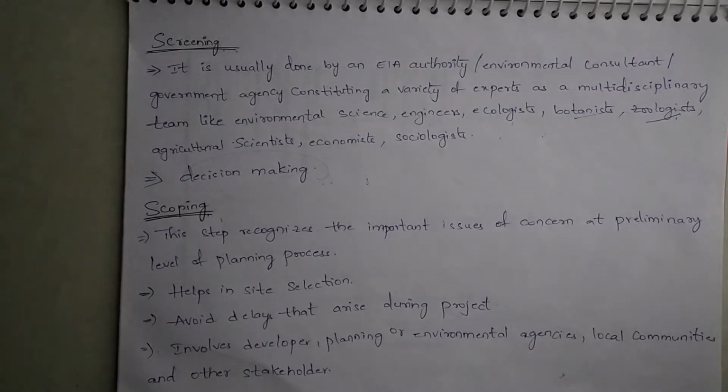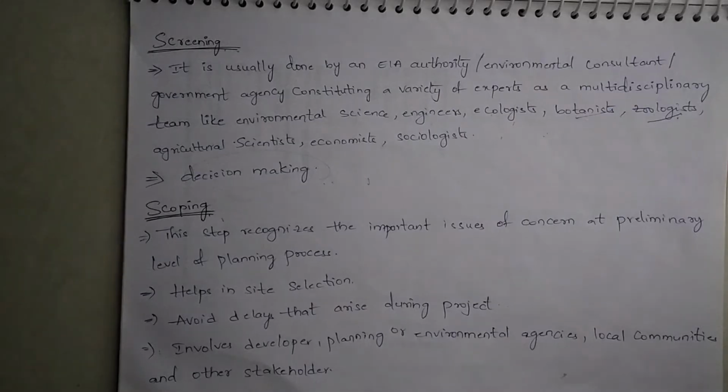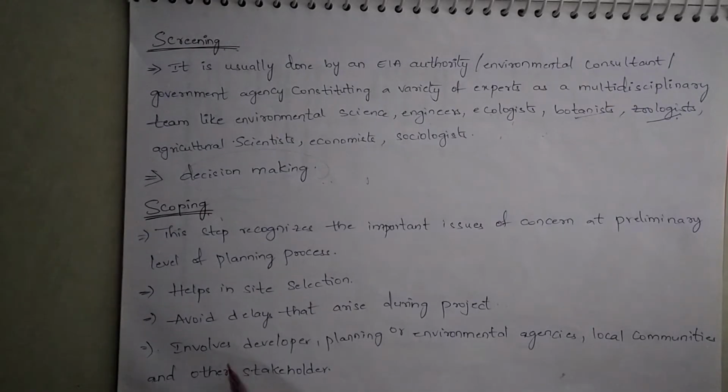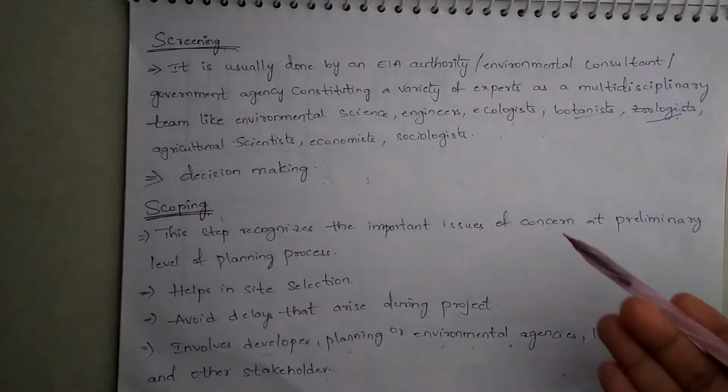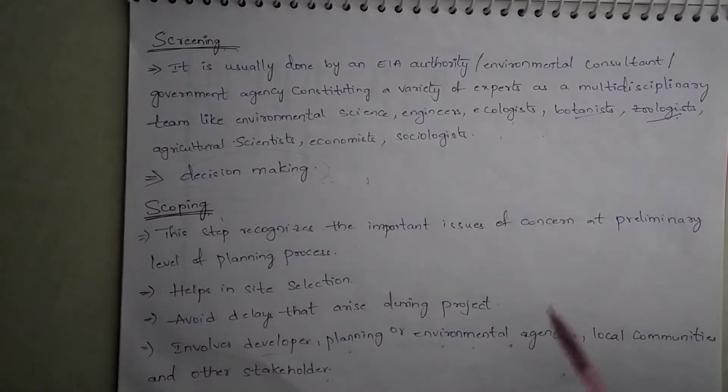So this step will involve the developer, planning or environmental agencies, local communities and other stakeholders. Here it involves the developer, planning and environmental agencies. All these people will be involved in this process, and they will discuss the basic plan, that is the primary plan of the project.